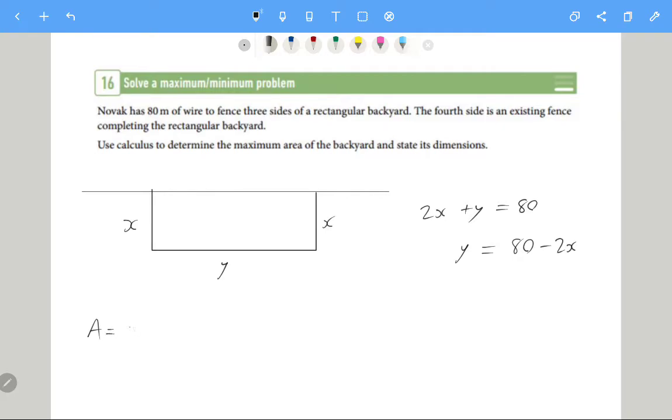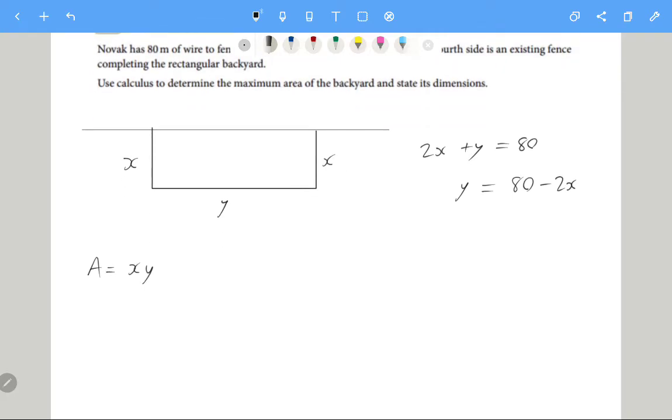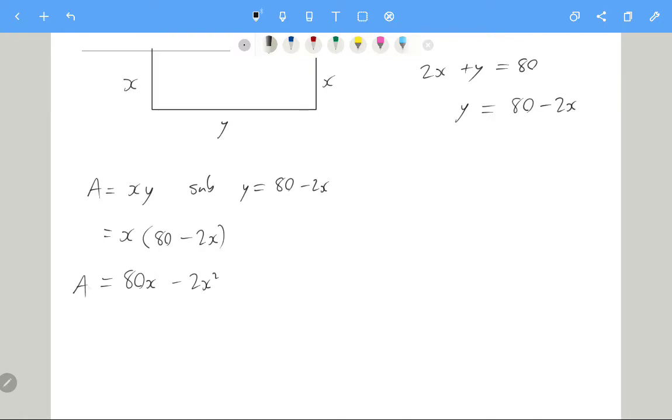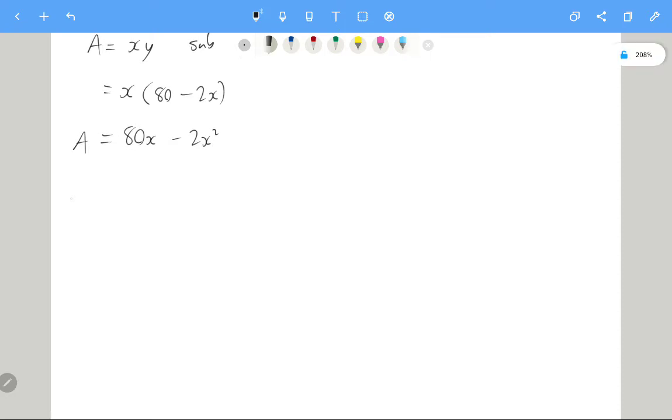The area of the rectangle is just x times y, but we know that y is really equal to 80 minus 2x. And at this point, we can now expand the brackets. 80x minus 2x squared. And now we can start using calculus. So this is our function, and we are looking to maximize this problem. Alrighty, so first of all, let's work out dA/dx. Alrighty, so there's our function.